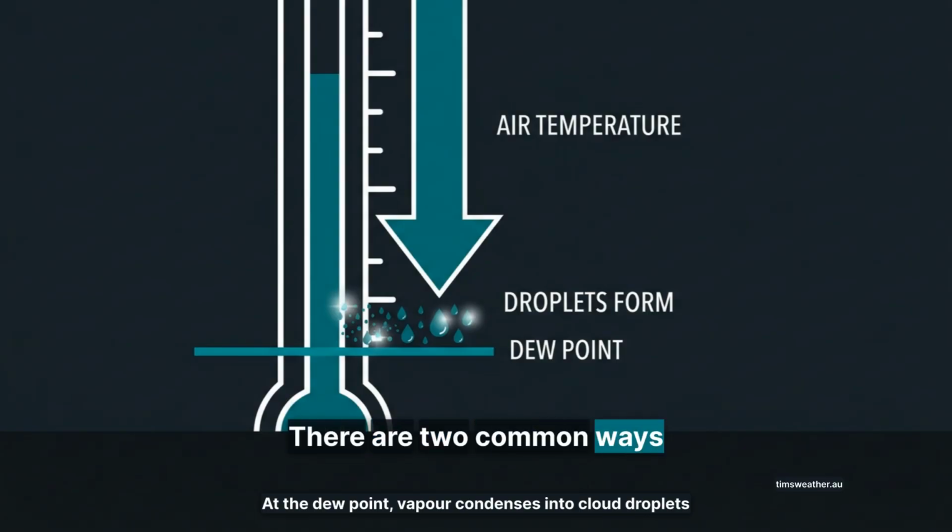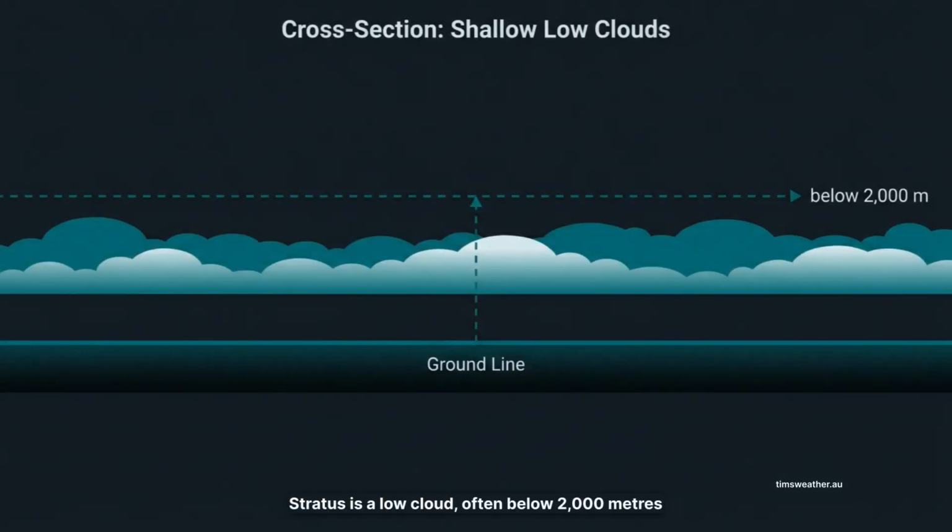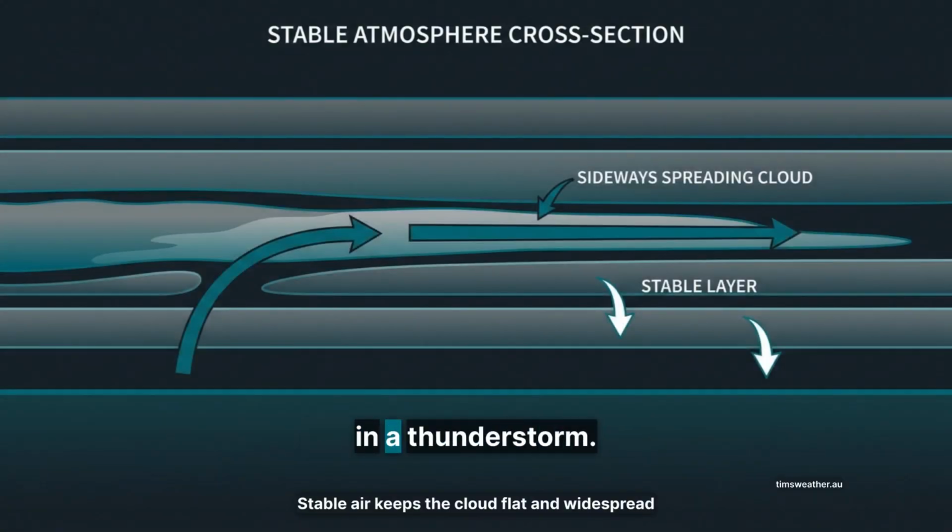There are two common ways to cool the air enough for stratus. The first is gentle lifting. Air may rise slightly over low hills, along a weak front, or in a shallow coastal flow. As air rises, the pressure around it drops, so it expands and cools. This is called adiabatic cooling. The air does not need to surge upward like it would in a thunderstorm. A small lift can be enough if the lower atmosphere is already moist.